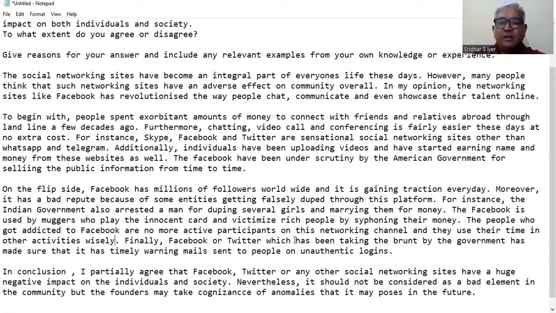Finally, Facebook or Twitter, which has been taking the brunt by the government, has made sure that it has timely warning mail sent to people on unauthentic logins. In conclusion, I partially agree that Facebook, Twitter, or any other social networking sites have a huge negative impact on the individuals and society. Nevertheless, it should not be considered as a bad element in the community, but the founders may take cognizance of anomalies that it may possess in the future.